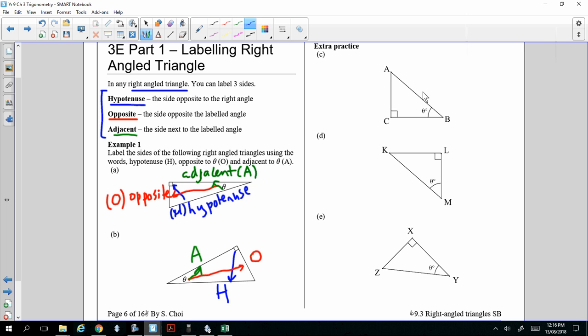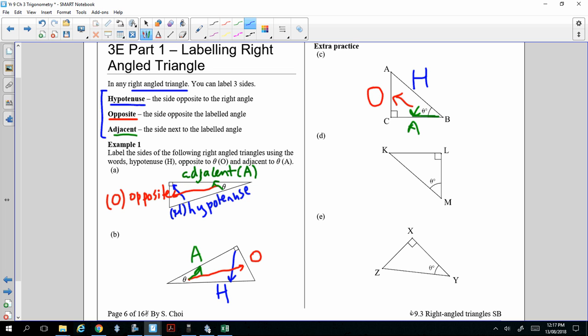Okay, so in this triangle, this is H, opposite to the right angle. The one that touches the angle, see that angle touches the theta, is called A, adjacent, and the side opposite to the angle is called O. Does that make sense? Okay, next one.